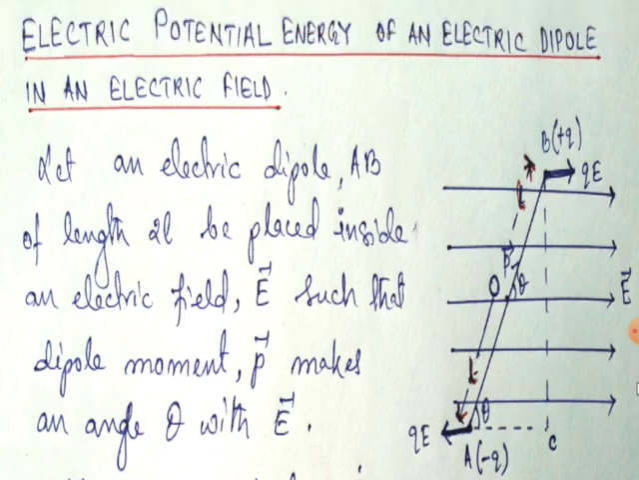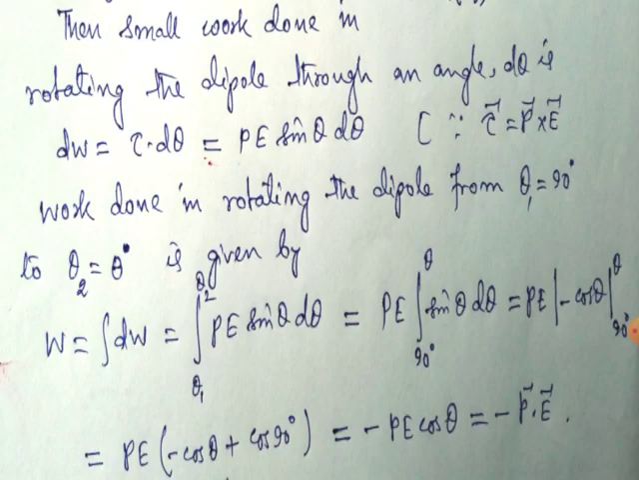Yes, then the small work done in rotating the dipole through an angle d theta is denoted by dW. Why? Because the angular displacement is small, so the work done will also be small. As I told you, work done is equal to force into distance in the case of linear motion, but in the case of rotational motion, instead of linear force, it will be replaced by rotational force, which we call torque.